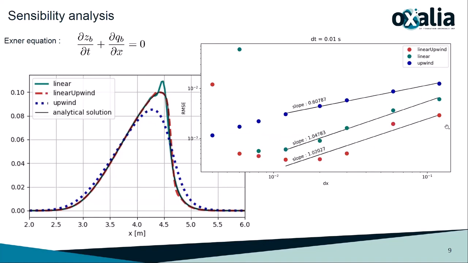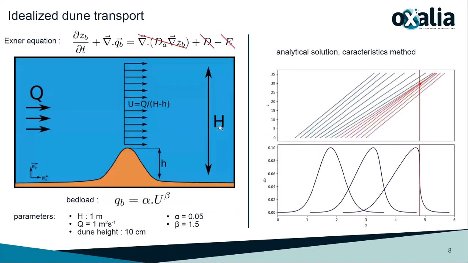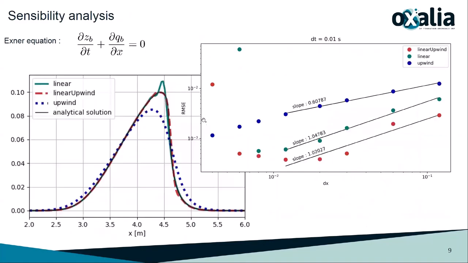So here on the right, it's a really coarse mesh, and we get to a thinner mesh as we go to the left. So we can see that both the second order schemes give better results, with less error than the upwind scheme, which is first order.